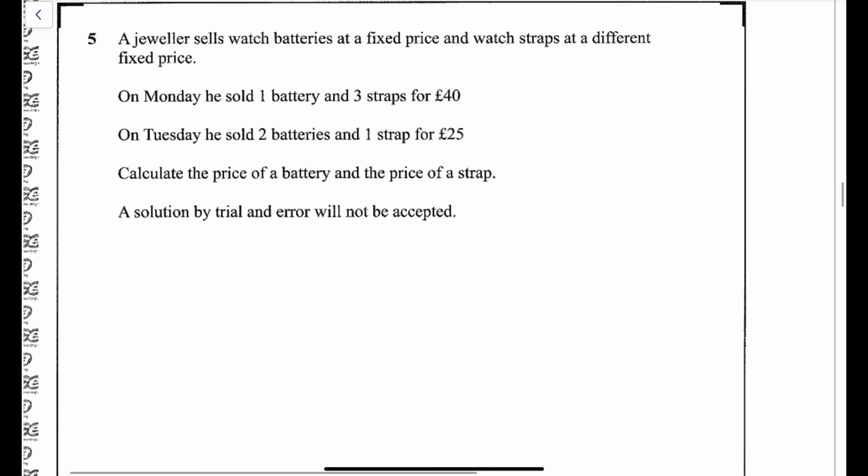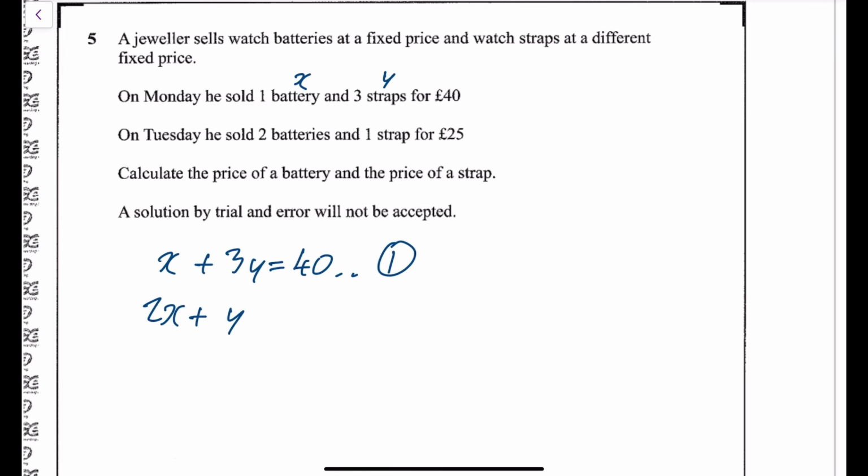Okay, question 5 says a jeweler sells watch batteries at a fixed price and watch straps at a fixed price. On Monday, he sold 1 battery. So I'm going to say that x be the number of batteries and y be the number of straps. So 1 battery and 3 straps, and he made £40. On Tuesday, he sold 2 batteries, so that's 2x plus y, and he made £25. So it's a simultaneous equations question.